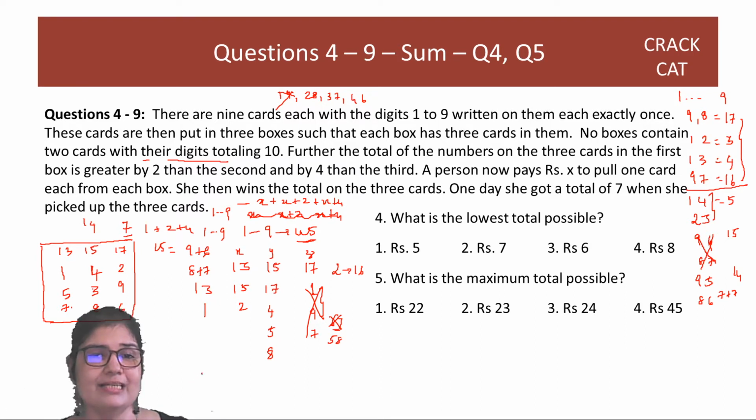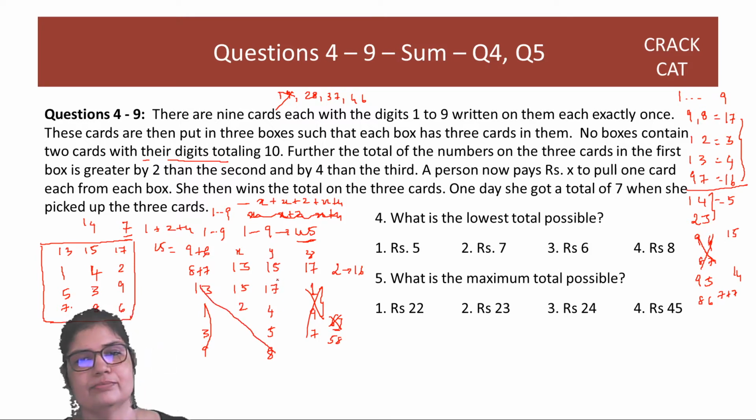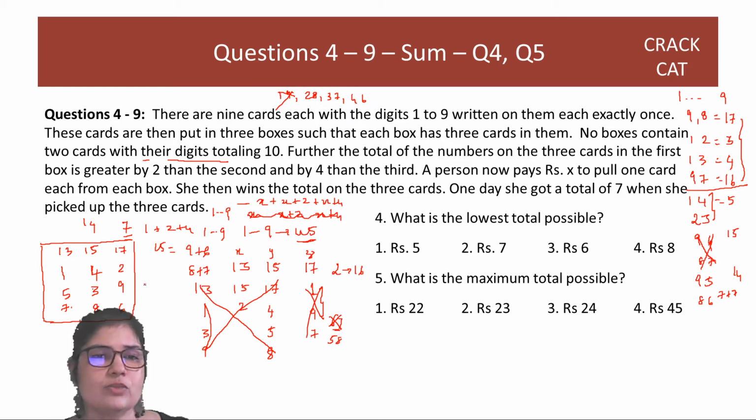Now we need a sum of 12 for 13. It can't be 5 and 7. It can't be 4 and 8. It has to be 3 and 9. But 1 plus 9 is a problem. So you see, this is not possible only. So there's only one unique possibility, the only unique way in which you can put the numbers.